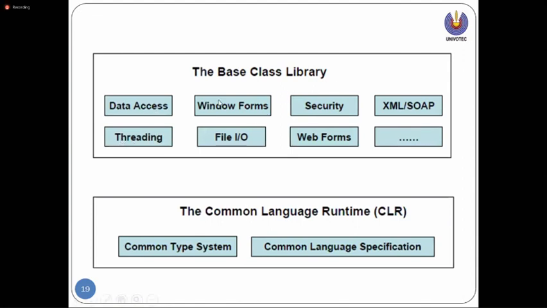Already I mentioned data access, Windows forms, security, XML, tracking, file input output, web forms, everything, because if you want to create a web application, then you need the web form. Here is a Windows form. Both are different. The web form is related only to the web application, and the Windows form is related to the Windows application. But data access and security are common for both Windows and web applications. Okay, that's the common language. We also have the common type system, the common data type system, and the common language specification. We will study it later in visual programming, but it's a common language specification.